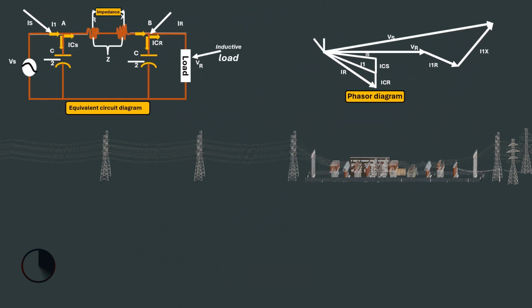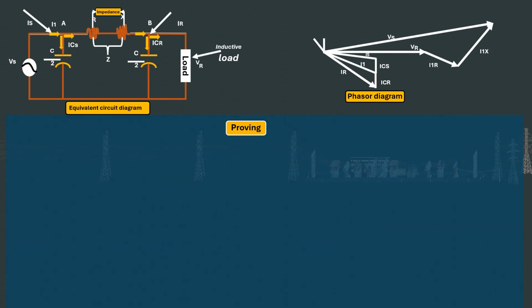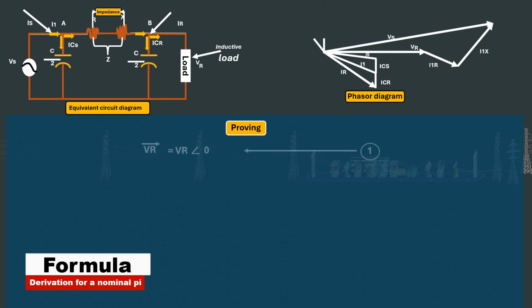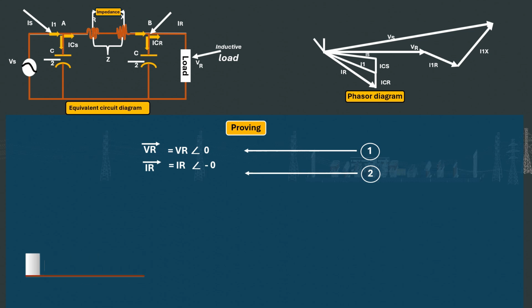Looking at those diagrams, we can use them to prove our formulas. So the voltage at the receiving end, VR bar, will equal VR at an angle of 0 degrees, equation 1, while the receiving end current, IR bar, will equal IR at an angle of minus theta, equation 2. Again, it is worth noting that this is due to the fact that our loads at the receiving end are usually inductive by nature.